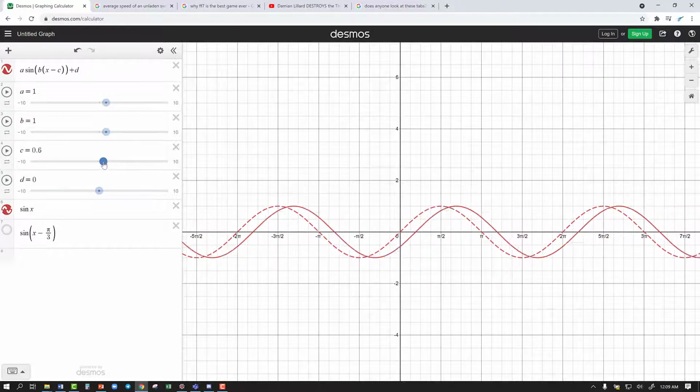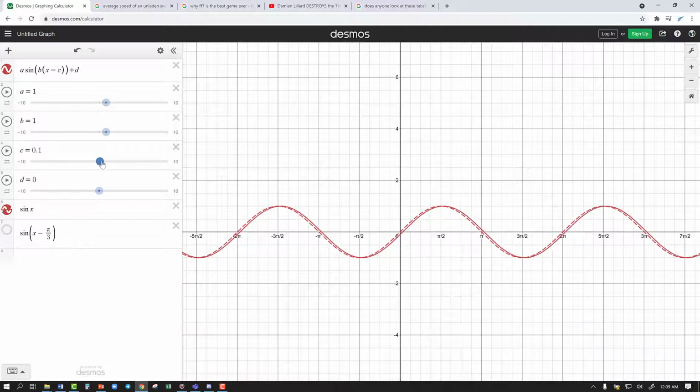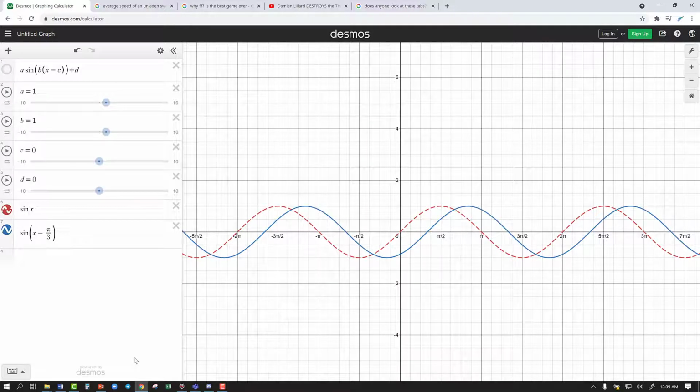Okay, so I'm going to put C back to 0 here and try and really explain this by looking at this function, okay, which is sine of x minus pi over 3, which is a movement to the right of pi over 3. So let's talk about why this is moving the graph to the right when it looks like you really should be shifting it left. It's got the negative in front of it.